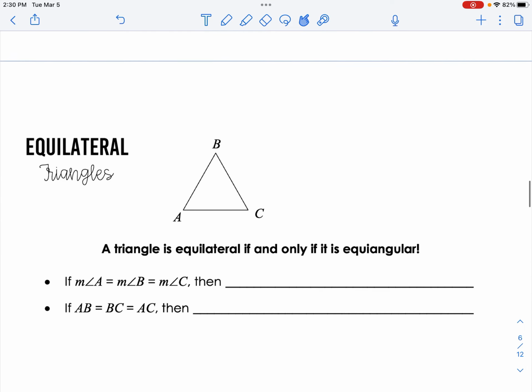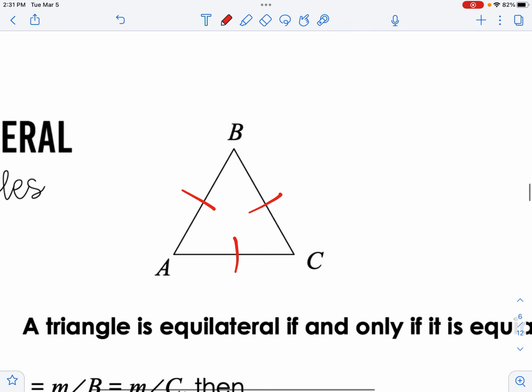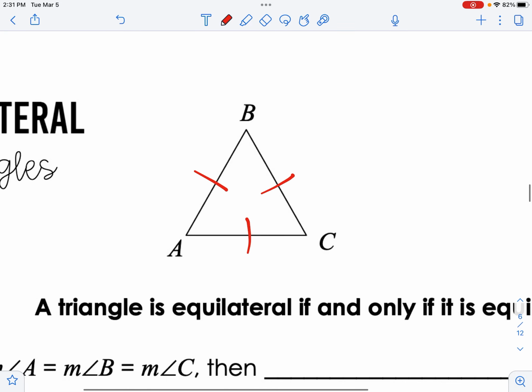Equilateral triangles, same thing. We already know that in an equilateral triangle, all three sides are congruent. But we know that an equilateral triangle is also an equiangular triangle. So we have already talked about that. If it's equilateral, it's automatically equiangular. So that means this angle, this angle, and this angle all have to be congruent.